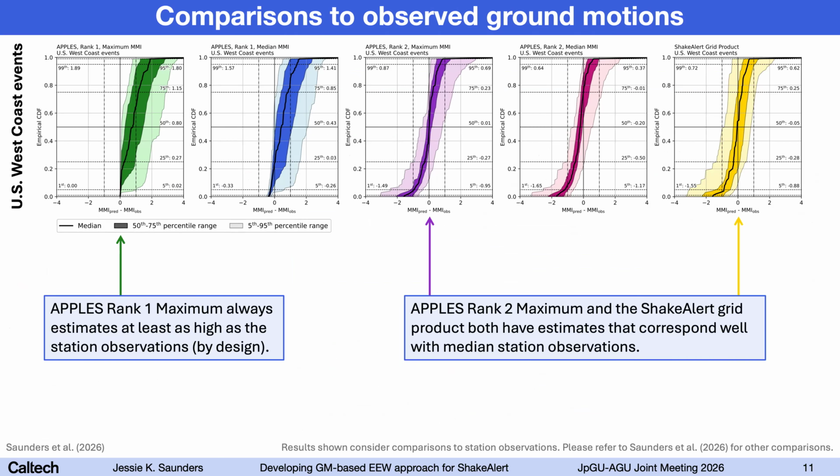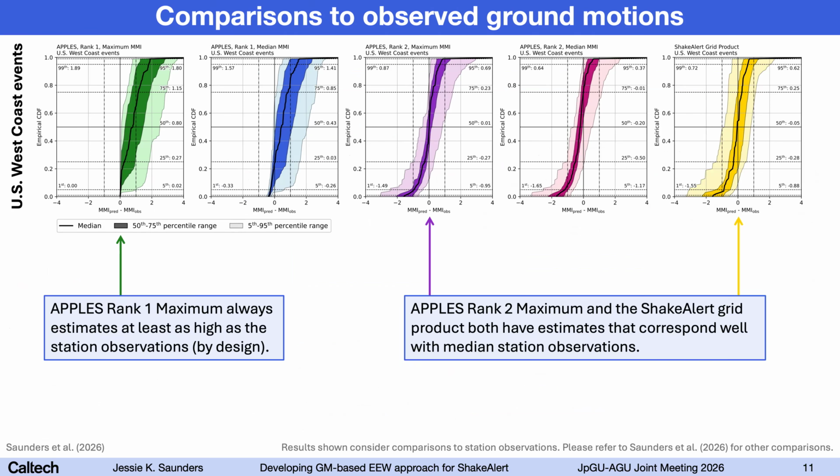Here are the results summarizing the comparisons to the observed ground motions. These plots show empirical cumulative distribution functions of the residual between the predicted shaking intensity and the observed shaking intensity at the station for each early warning type tested. We computed the residuals for each earthquake individually, and then we found the percentile distribution across all events.